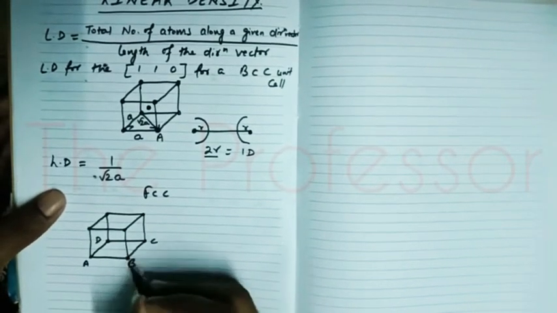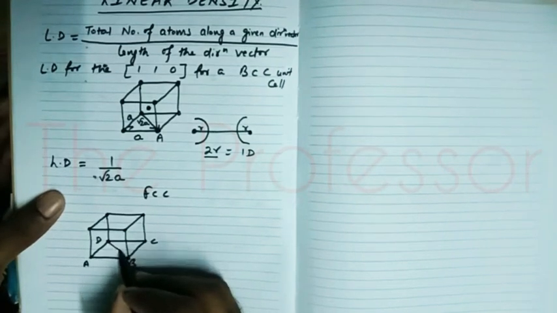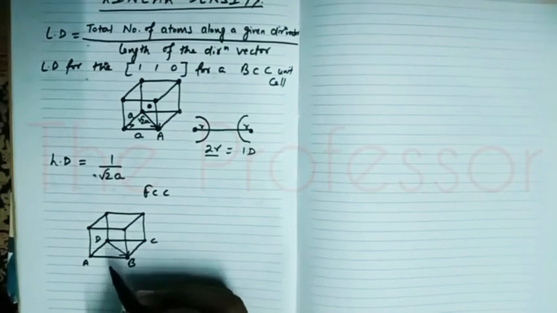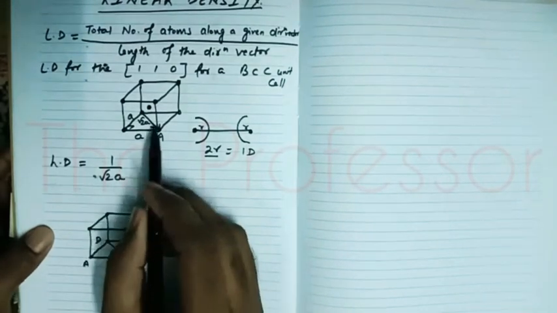We have to calculate the linear density for this point, okay? So first of all, let us join the origin to this point, right? Then we have to calculate the linear density for this vector. Now how is this one different from this one?